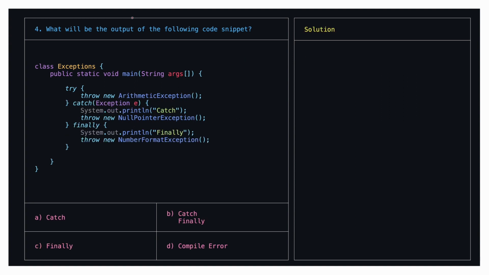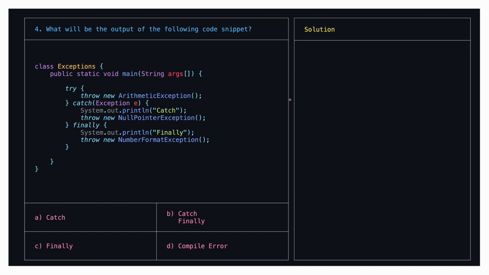Now let's discuss this problem. So we have a try block, a catch block, and a finally block, right? Try says throw arithmetic exception. Done. Now it will give the control to this catch to catch the arithmetic exception. Since this is a parent class of arithmetic exception, we will go inside this catch block. Now this catch block says print catch. Okay, catch is printed. Now it says throw null pointer exception.